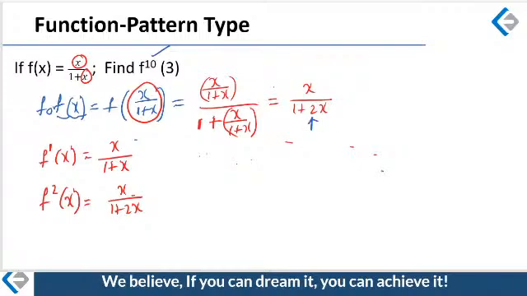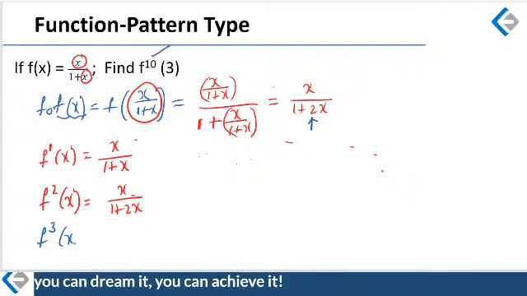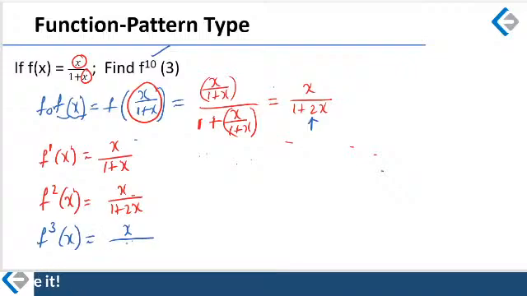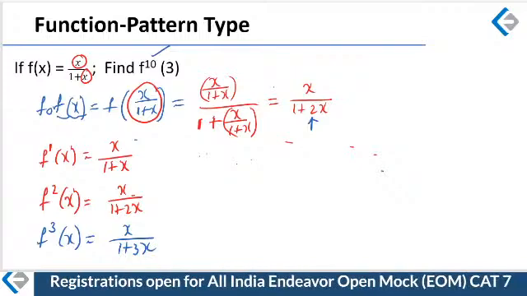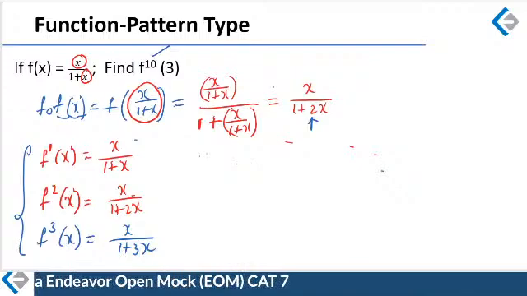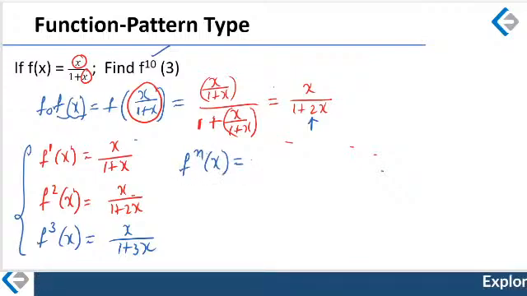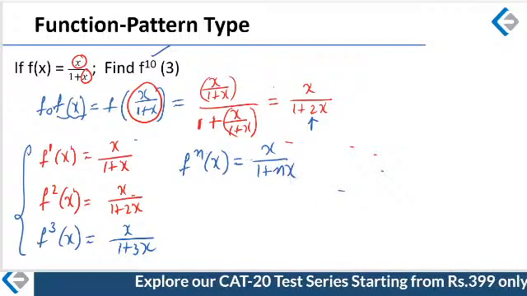Now in the exam you might do it once more. F3 of X is nothing but X divided by 1 plus 3X. That's a pattern. They may ask you 100 times or 3 also. Does not matter. Don't leave that question because you find a big number there. Just do a couple of terms and you will get the value. Therefore, now you can generalize. Fn of X is nothing but X divided by 1 plus nX.